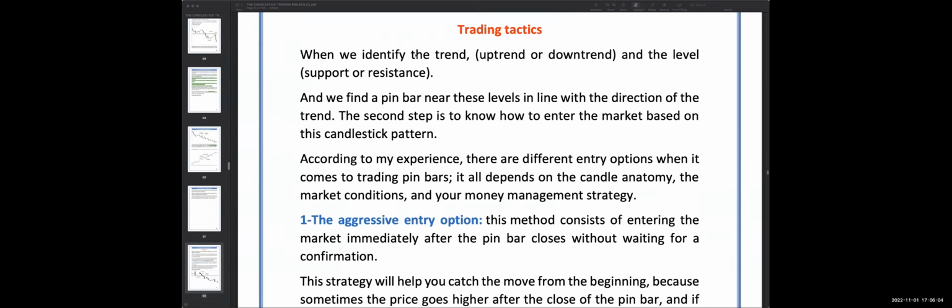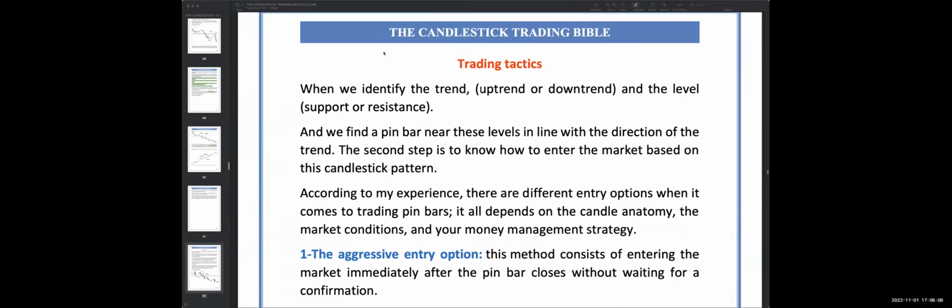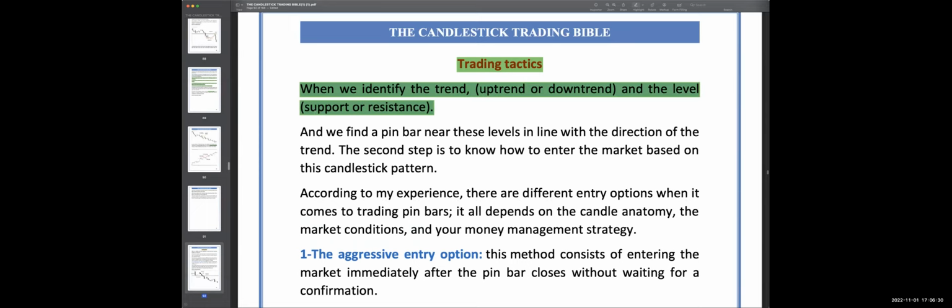When we identify the trend, uptrend or downtrend, and the level, okay, we are on trading tactics. Sorry, I didn't mention this topic. We are on the trading tactics now. This is basically your approach to what you'll be seeing on the charts, or your approach to having what we call a setup. When we identify the trend, uptrend or downtrend, and the level of support and resistance, I think this is just a definition of trading tactics.